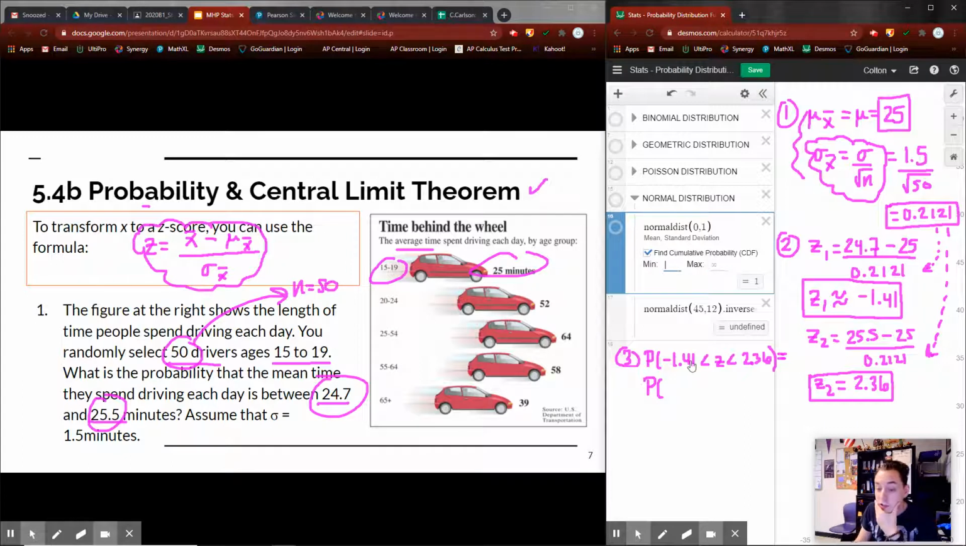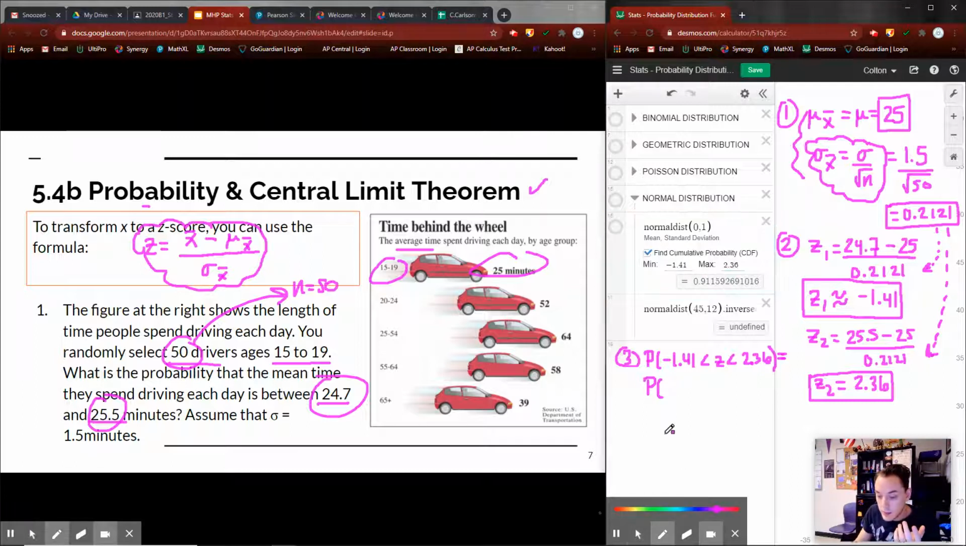Well, I found these two things, right? My min is probably the negative 1, so the negative 1.141. My max is the positive 1, my positive z-score, so 2.36. So this right here is my probability. Okay, so my probability does equal 0.9116.